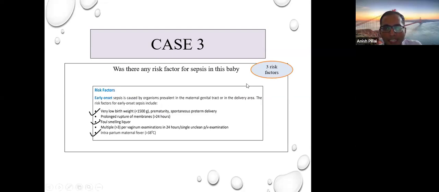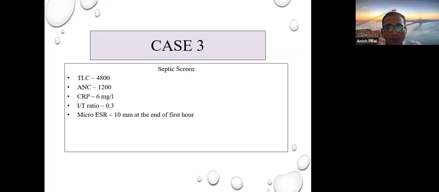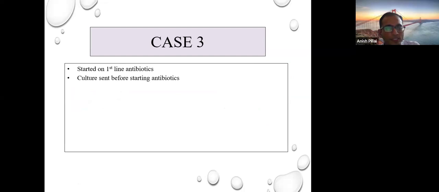So this baby was again having 3 risk factors: VLBW, foul smelling liquor, fever. Baby has features of shock, so the baby was symptomatic. Sepsis screen, like I said, was positive. The TLC was less than 5,000, ANC is low, IT ratio abnormal, so a positive sepsis screen. So baby was started on first line antibiotics and cultures were sent. But again, like I said, if you want to know the perfect answer for this case, you don't need to wait for the sepsis screen because already 2 red flags are there. The baby is very symptomatic and there is a severe risk factor.